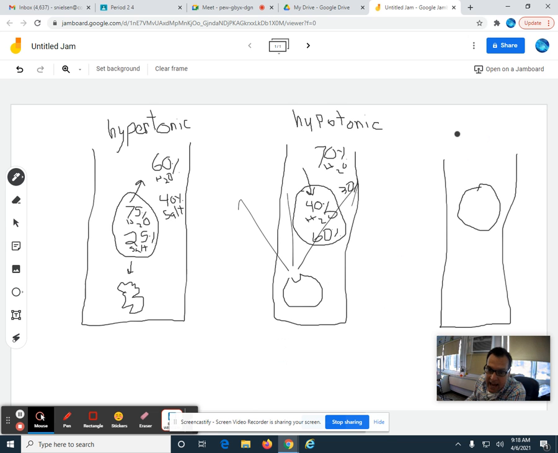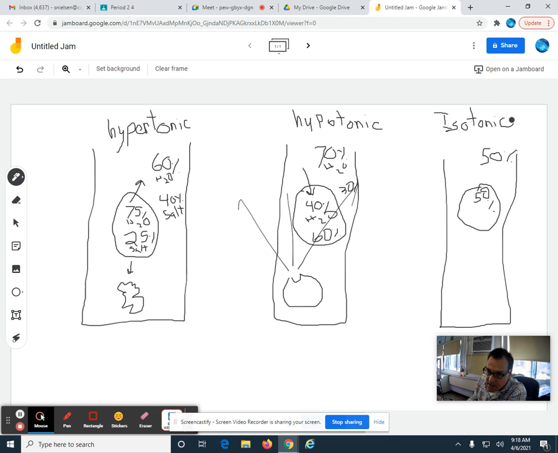All right? Now, the last one, I've got a 50% water solution inside. What's my solute concentration? 50%. And I've got 50% water outside the cell. What's my solute concentration? Also 50%. I won't draw them this time to save time. And so this is called an isotonic solution. Isotonic means it's equal. You have equal amounts of water and solute on each side.